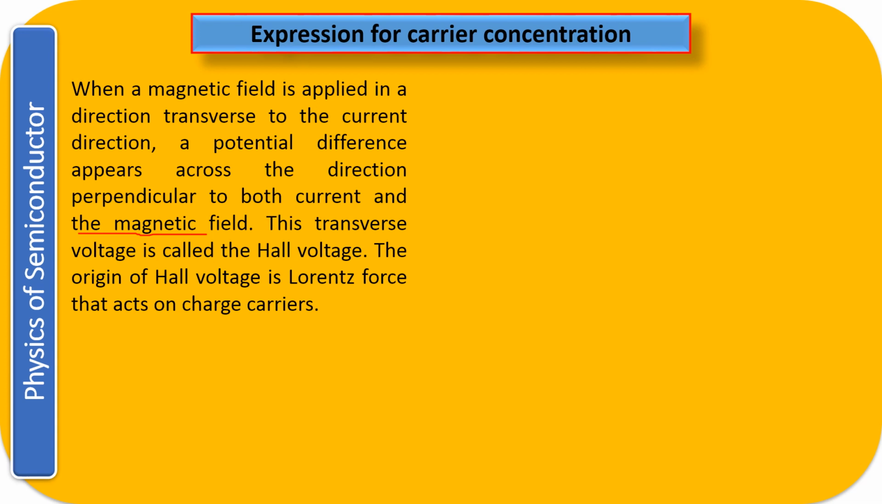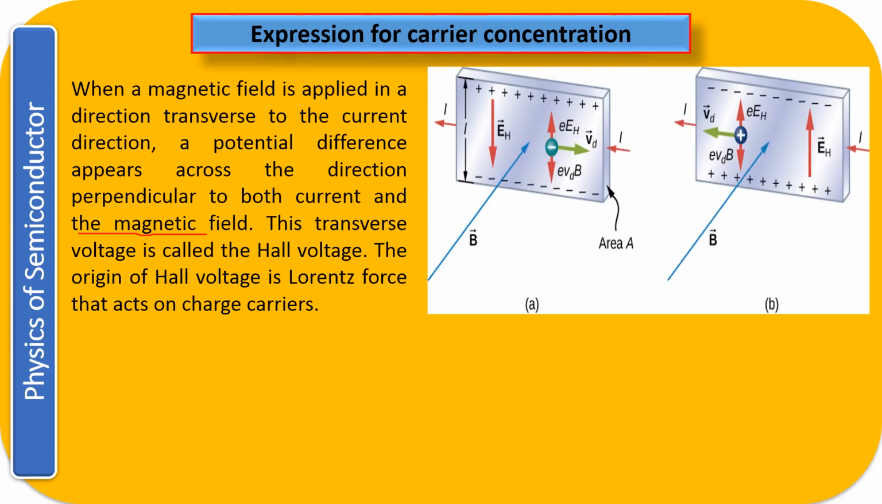The origin of the Hall voltage is the Lorentz force that acts on the charge. Let us try to understand this. Let us suppose here we have any semiconductor, or even a conductor, it may be anything. We can have an intrinsic semiconductor, an extrinsic semiconductor, anything, right? Let us suppose this is the direction in which the current is flowing. I have just taken one small cross section of the full specimen which you have seen in slide number 1, right? So this is the direction in which the current is flowing.